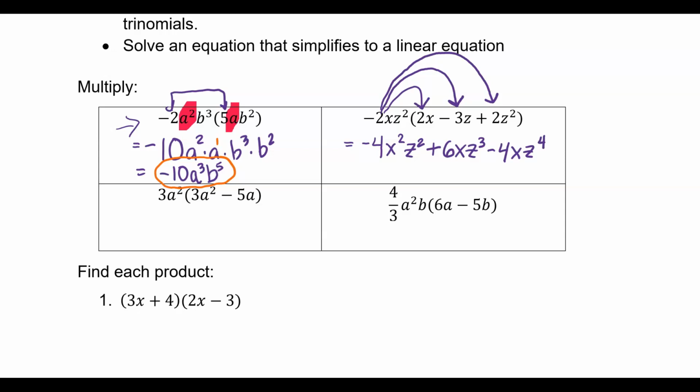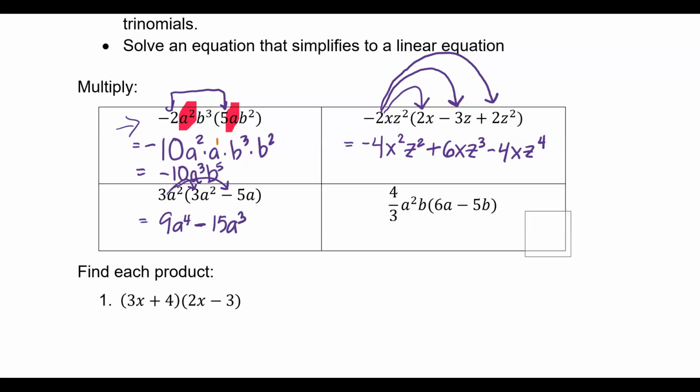Let's move on to the bottom here. We have a 3a squared. So we're going to multiply that 3a squared times 3a squared first, which would give us a 9a to the 4th, and 3a squared times that negative 5a will give us minus 15a to the 3rd power.